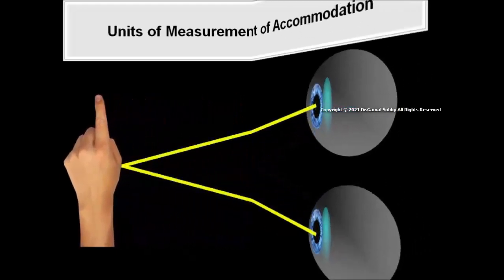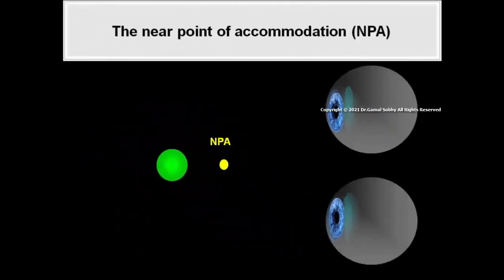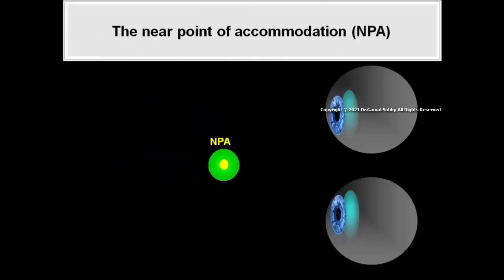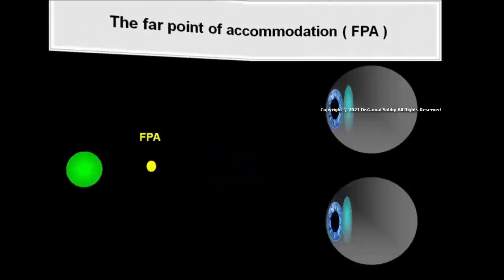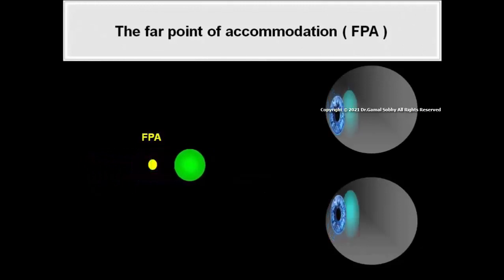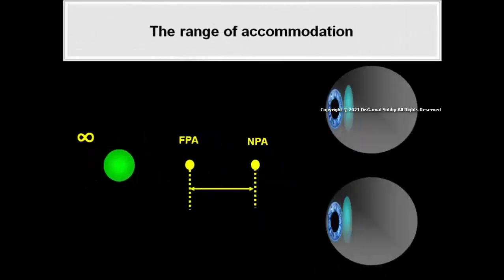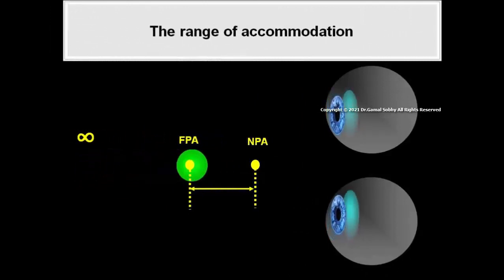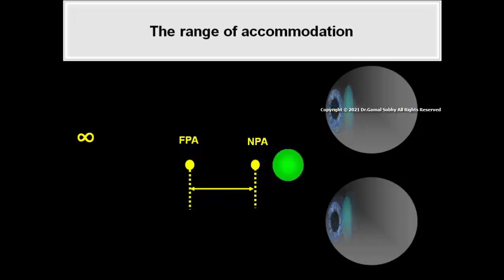The near point of accommodation, NPA, is the near fixation distance inside which the eyes cannot accommodate. The far point of accommodation, FPA, is the distance from infinity to the near point of accommodation. The range from infinity to the near point of accommodation is the range of accommodation. The distance of the near point, and therefore the range of accommodation, is a function of advancing age.